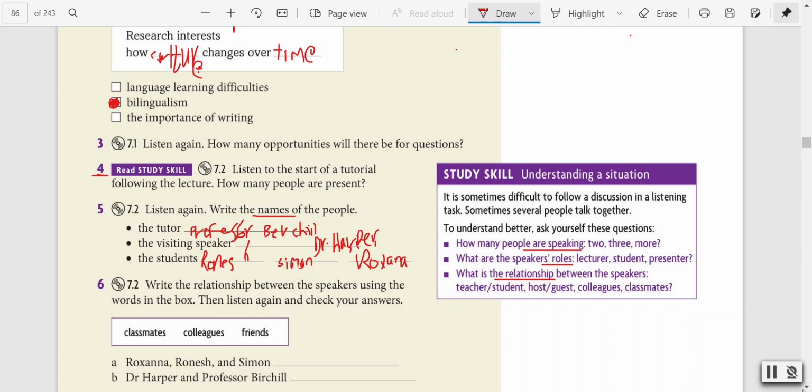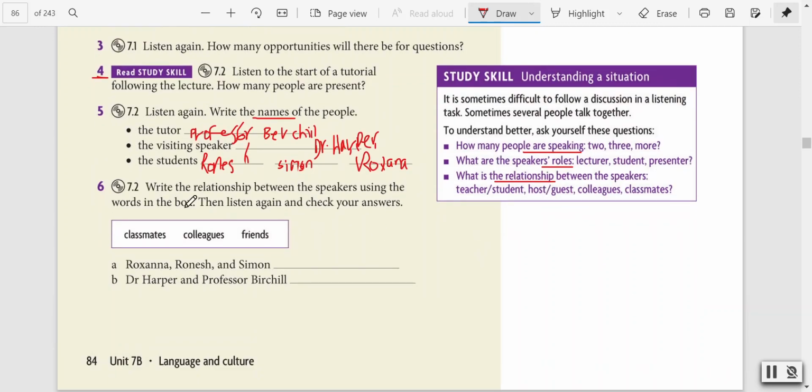In exercise number 6, which belongs to the study skill box, write the relationship between the speakers using the words in the box, then listen again and check your answers. Okay, we must say the relationship between each one. It is classmates, colleagues or friends. Okay, we must show the relationship between each person.